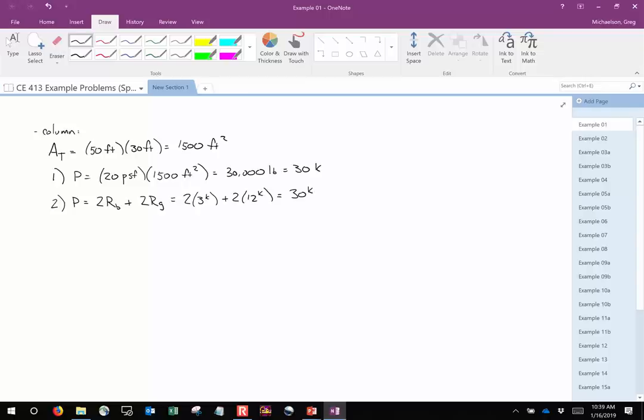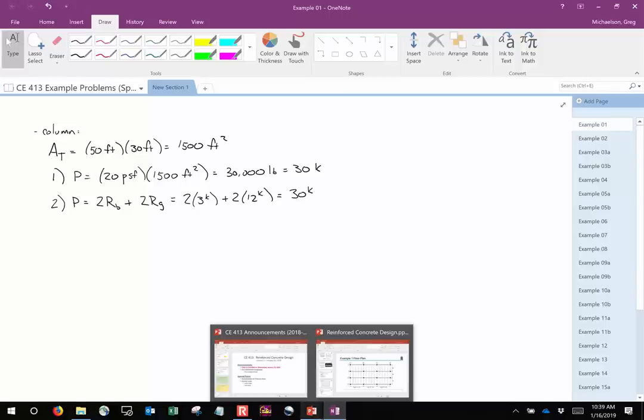Everybody good? Any questions? Now, the only thing I'll mention is that this is 30,000 pounds, but that's only 30,000 pounds on one story, right? What if this was a five-story building? How much would the column see at the bottom? What's that? 150, right? Because think, the column is seeing 30 kips per story. If it's a five-story building, it's seeing 150 kips. Does that make sense? I think that's only 20 pounds per square foot. That's not very much. I always just thought that was kind of insane, just how much load that is. Okay.